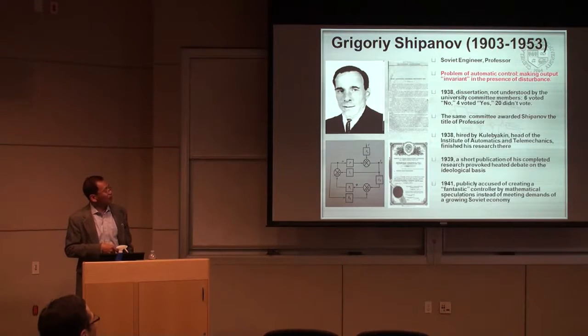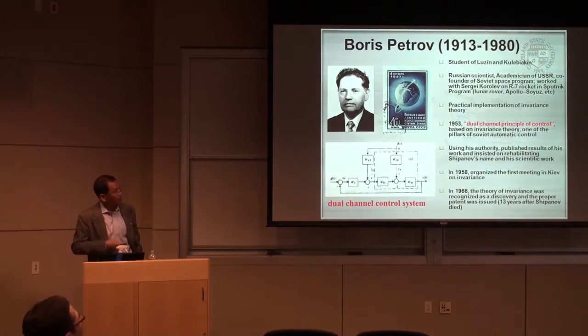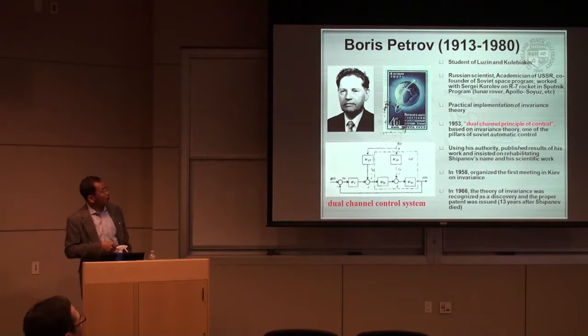So anyway, he gave the name principle of invariance to Poncelet, but he didn't go all the way because of the circumstances. The person who went further was Boris Petrov. He was a rocket scientist. He put it to use.